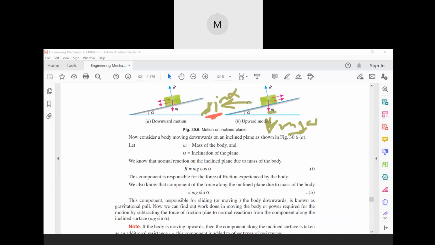Okay, but in here it is mentioned mg sin alpha. This component is responsible for the sliding or moving of the downward body. What about upward body, sir? If some force is given in the upward direction or if it is inclined in the other direction, then it will be moving upward. That is what I'm talking about. This is a special case, okay? This is a different case. Generally, the body will move downward only. Yes or no?